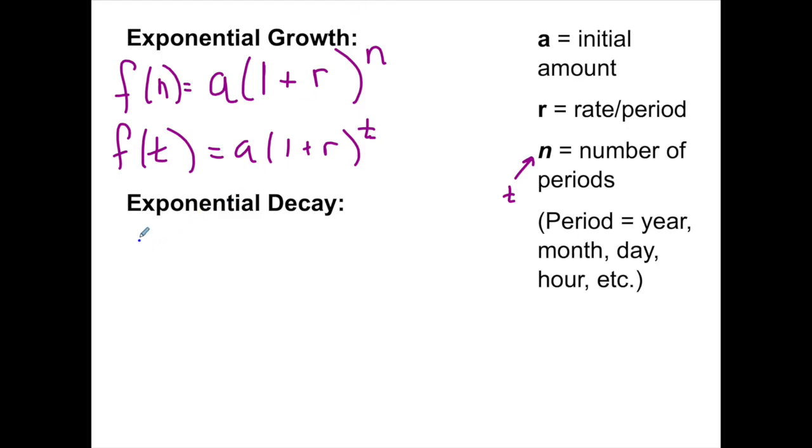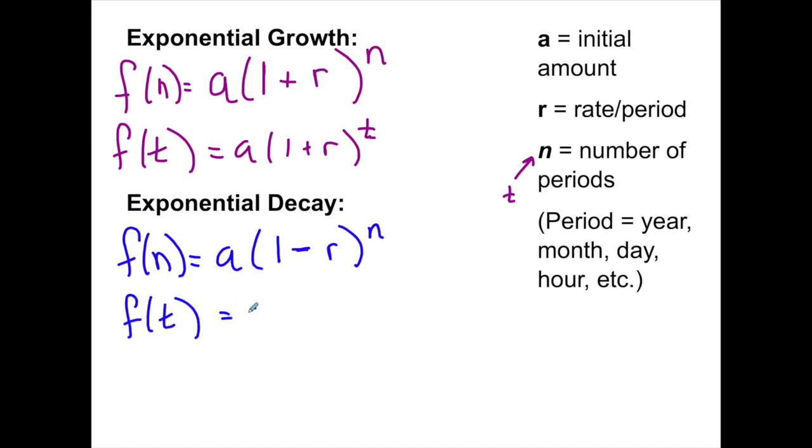Exponential decay is going to follow this model. F of n, so here's the difference. This is going to be a, and now instead of plus, we're going to do minus r to the power of n, or sometimes people write it with the t. Remember, it doesn't matter which version you use, but do be on the lookout for any context clues in the problems or directions as to what version you might want to use. Okay, so notice the main difference is the plus versus the minus.